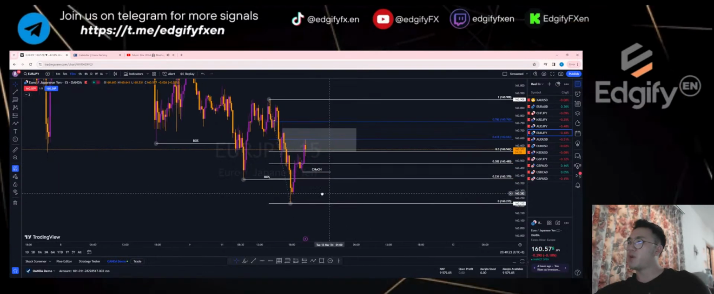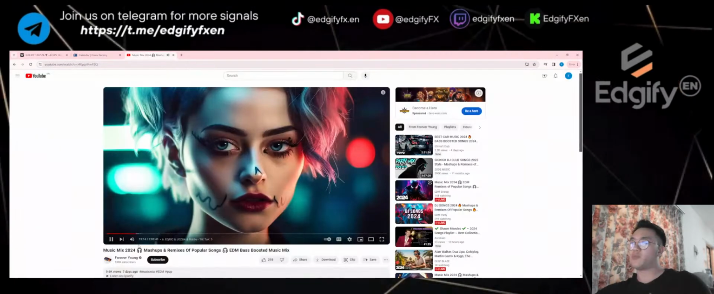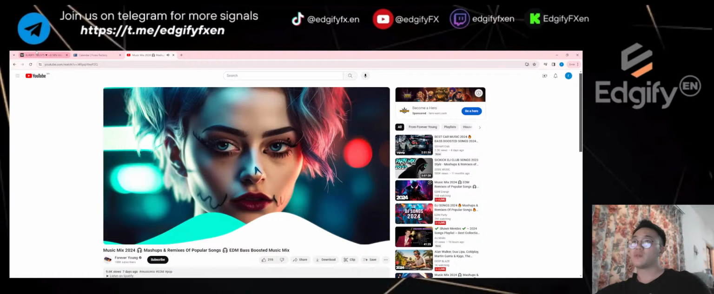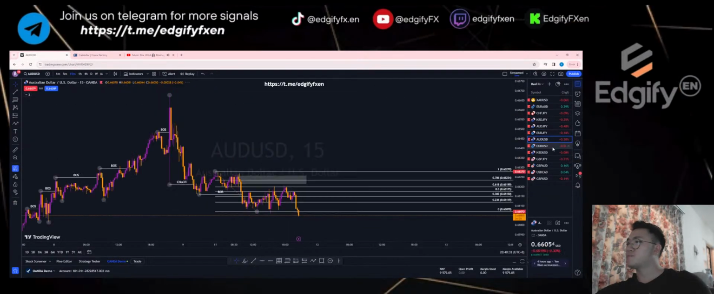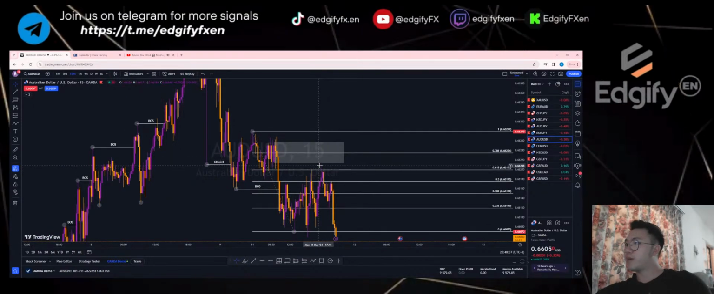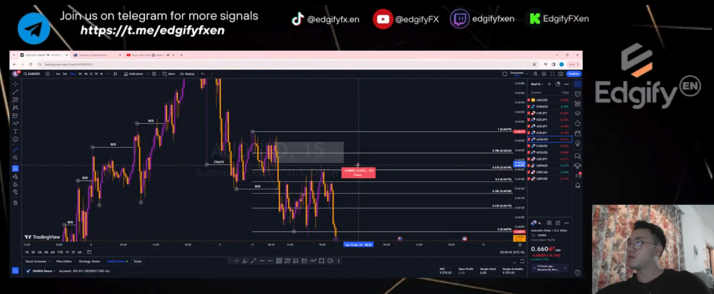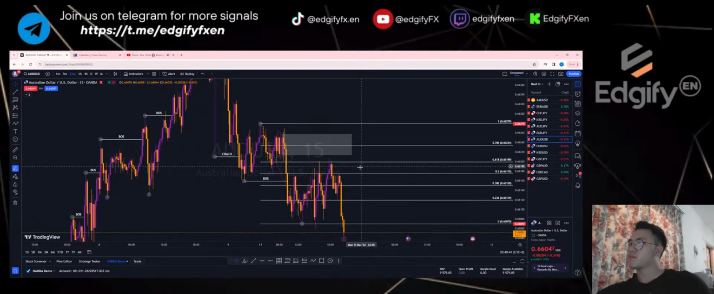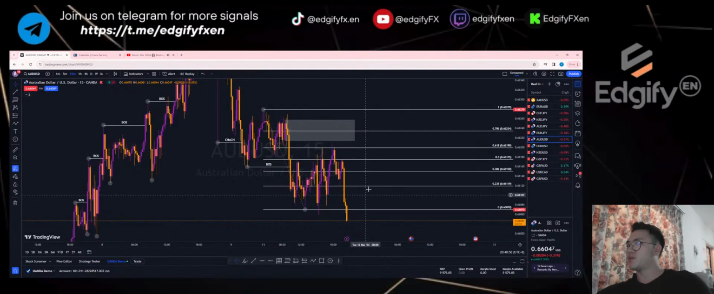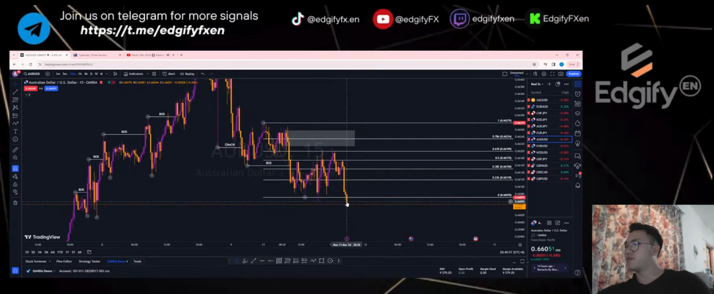So for Euro JPY, I'll also be looking for shorts. We'll just wait a little while more to see how the price plays out. All right, AUD USD. The price barely tapped into my supply level, just half a pip. We'll wait for more confirmations before we actually take a trade for AUD USD. And right now we have about 4 more minutes before this 15-minute candle closes.